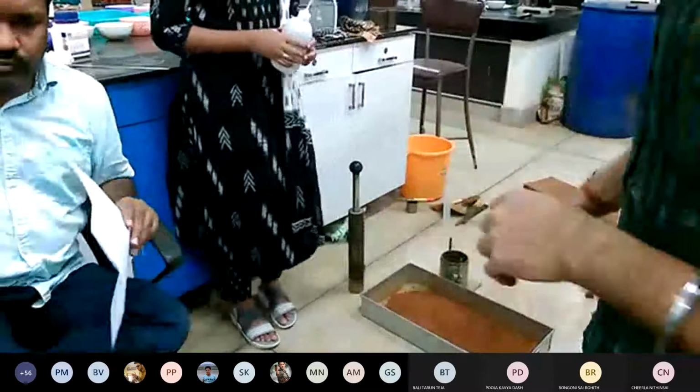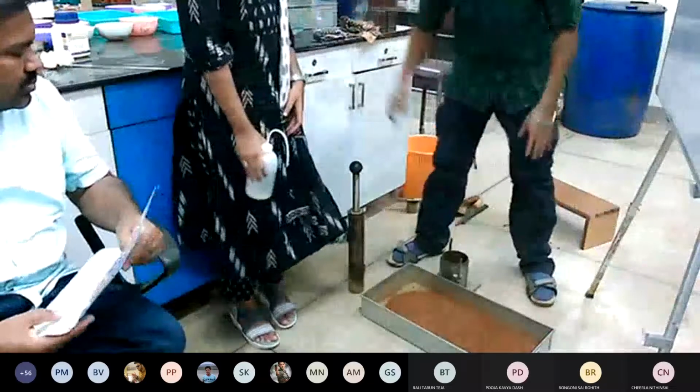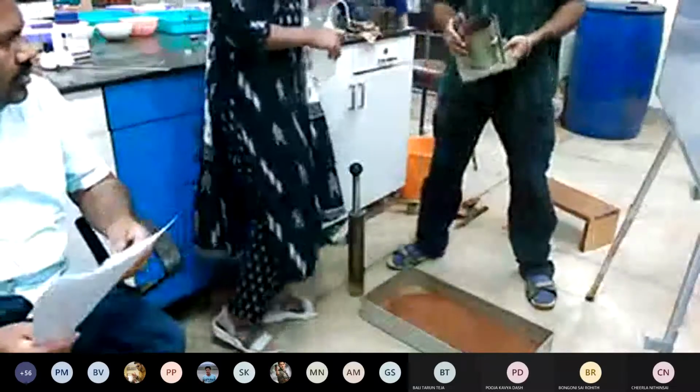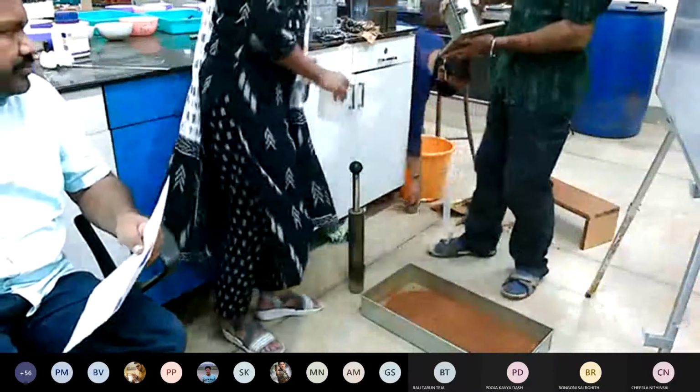Now, before starting the experiment, we need to apply some lubrication or grease to the internal surface of the mold so that the soil comes out easily when we are conducting the experiment. So, we will grease it a little bit.